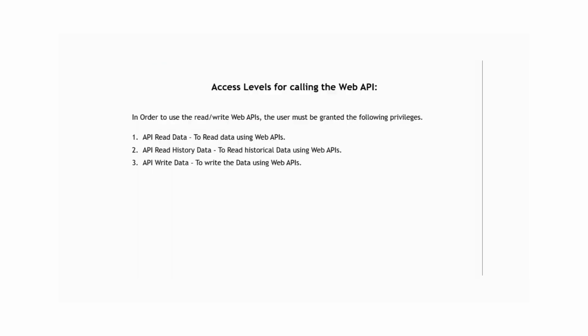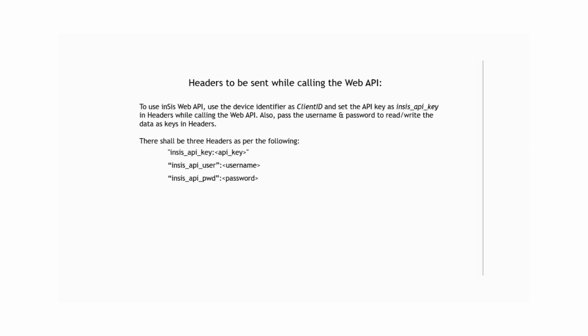Access levels for calling the Web API. In order to read or write Web APIs, the user must be granted the following privileges: API read data, API read history data, API write data. Headers to be sent while calling the Web API.